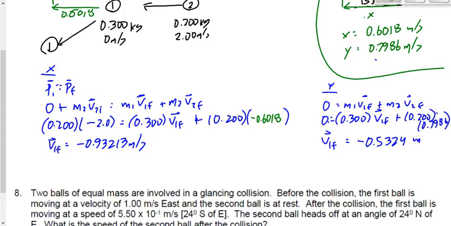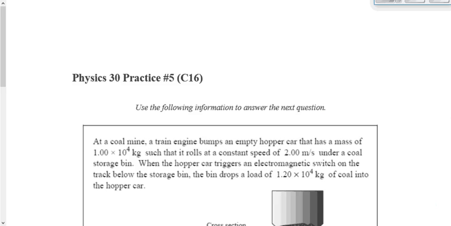What do we do with these now? Easy part now, right? Physics 20 part now. This is like 3 weeks into physics 20 here. We got an X component that's 0.93213. And a Y component that's 0.5324. And we solve for V. And we solve for theta there as well using the inverse tan function. Okay, we're done those.